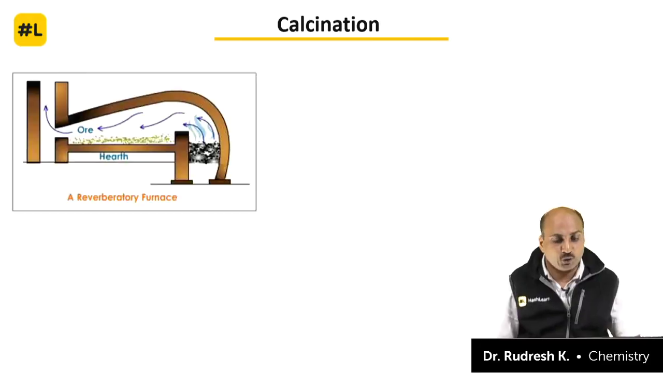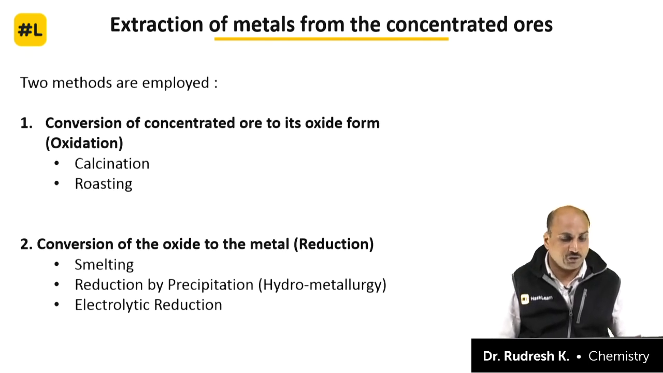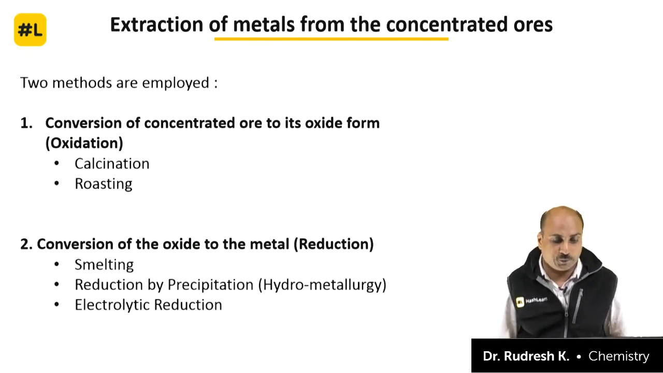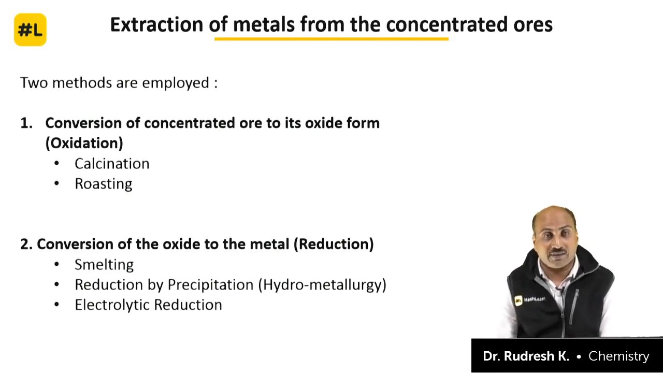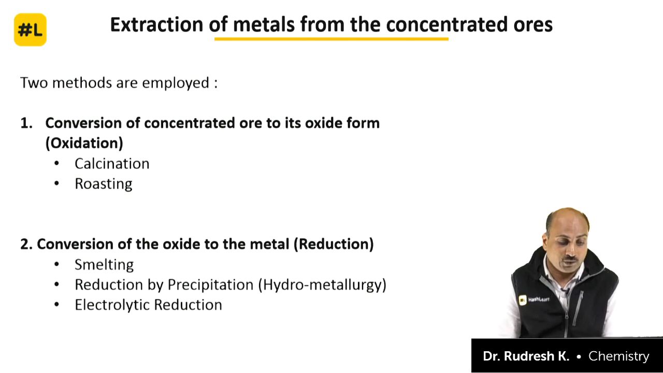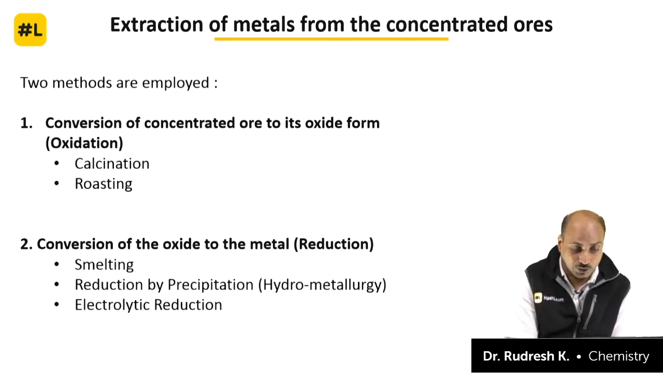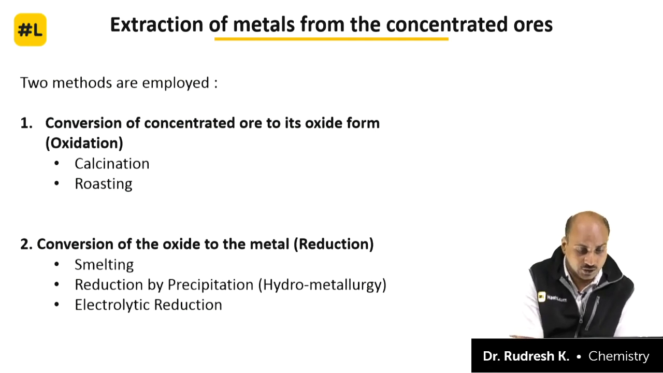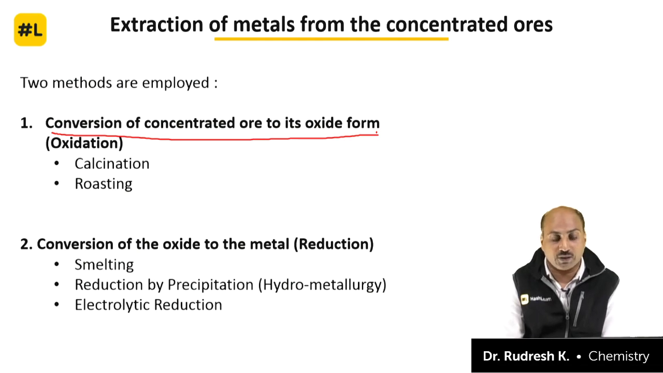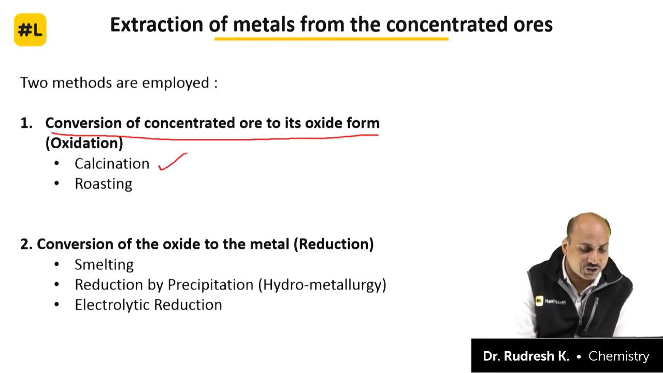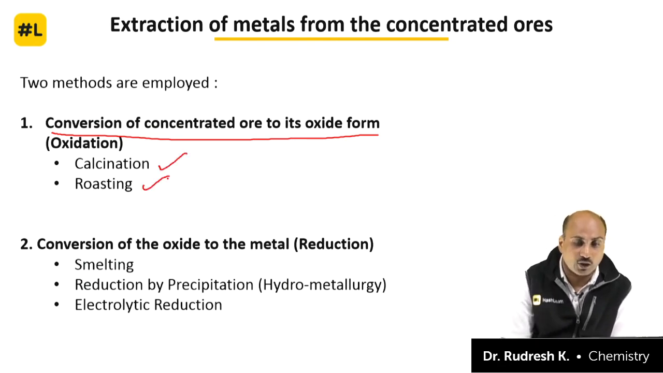Okay. Now we will move on towards the extraction of metal from the concentrated ore. We have separated the unwanted material, that is the matrix which is present along with the ore. Now, in order to get the metal, we go for two processes. One is the conversion of the concentrated ore to its oxide form, that is by the oxidation process. This is very important. In this we use two techniques: one is the calcination technique and the other is the roasting process.